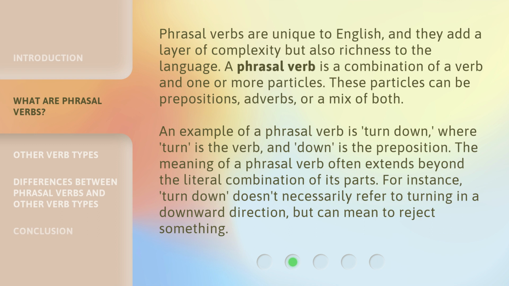Phrasal verbs are unique to English, and they add a layer of complexity but also richness to the language. A phrasal verb is a combination of a verb and one or more particles. These particles can be prepositions, adverbs, or a mix of both. An example of a phrasal verb is turn down, where turn is the verb and down is the preposition.